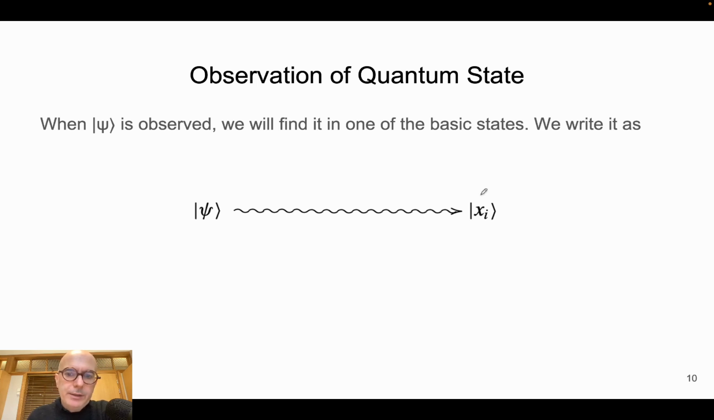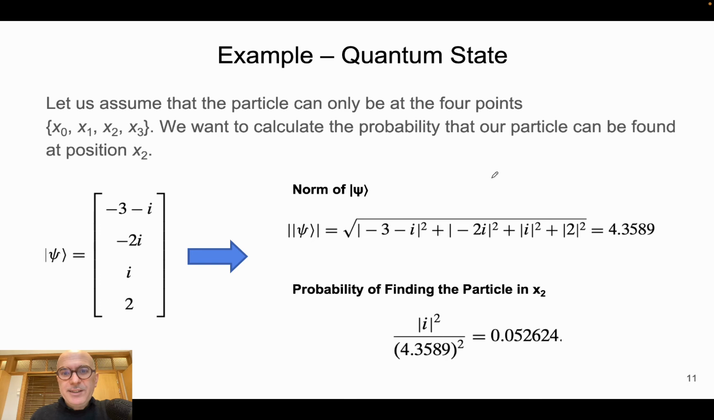So I told you that before the measurement, which we indicate using this wavy arrow line, the quantum state can be in a superposition, but after the measurement, we will observe only one of the possible quantum states. So let's see an example in practice.